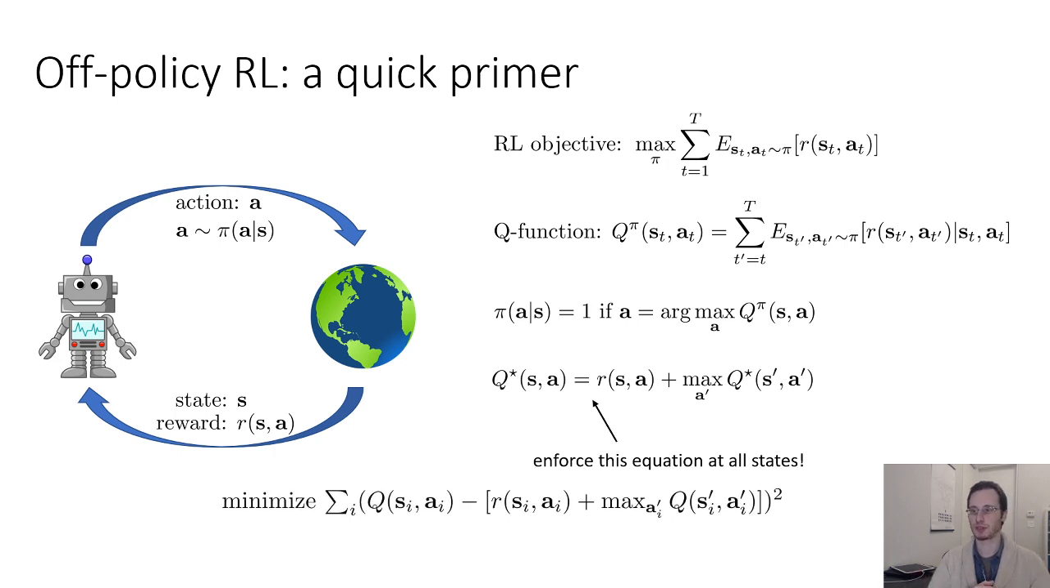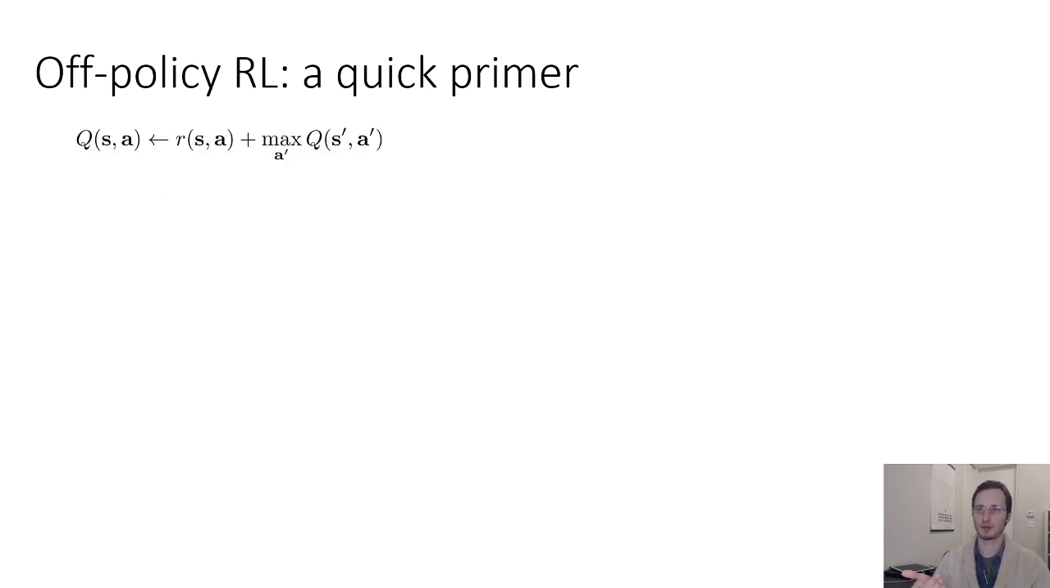One way we can do this is we can simply minimize the squared difference between the left-hand side and right-hand side of this equation. I'm going to use the letter y to denote the target value, which is the right-hand side of the equation, in the remainder of the talk. So based on this principle, we can derive an off-policy RL algorithm. See, we don't need on-policy data to enforce the Bellman equation. We can simply enforce it for all state action tuples we've seen before.